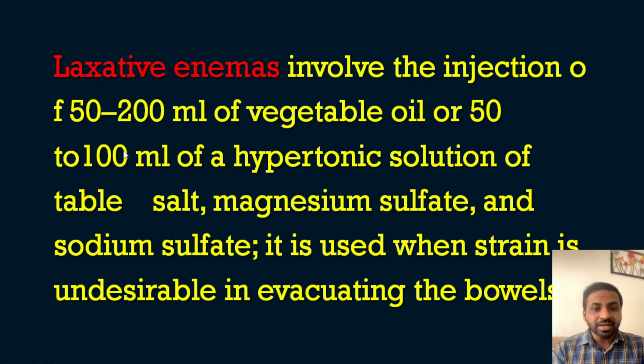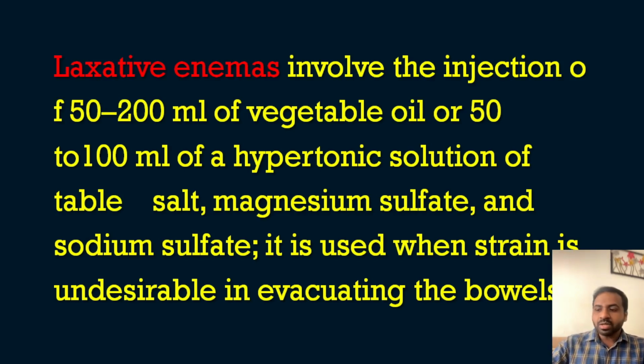It involves the injection of how much? That is 50 to 200 ml of vegetable oil or 50 to 100 ml of hypertonic solutions of table salt, magnesium sulfate and sodium sulfate, and it is used when straining is undesirable in evacuating the bowels. So that is the difference between laxative enema and purgative or evacuative enema.